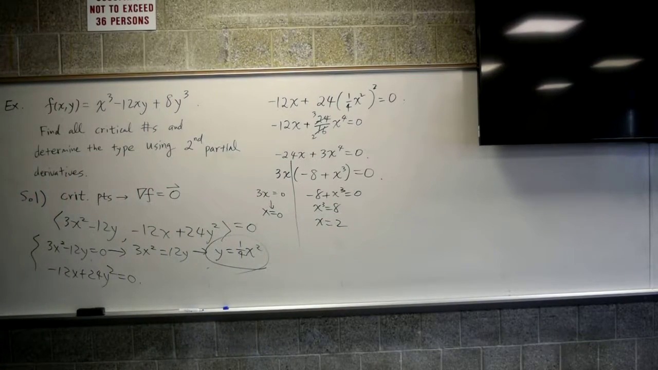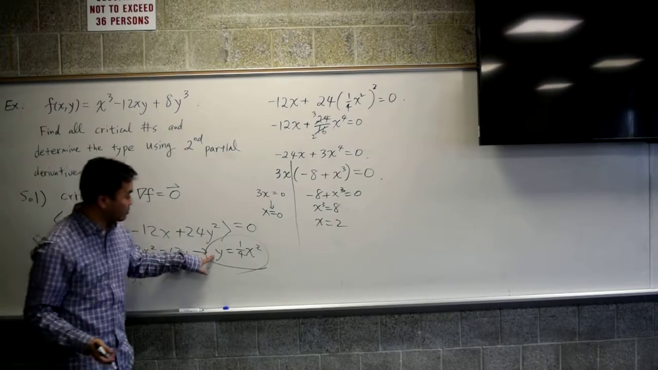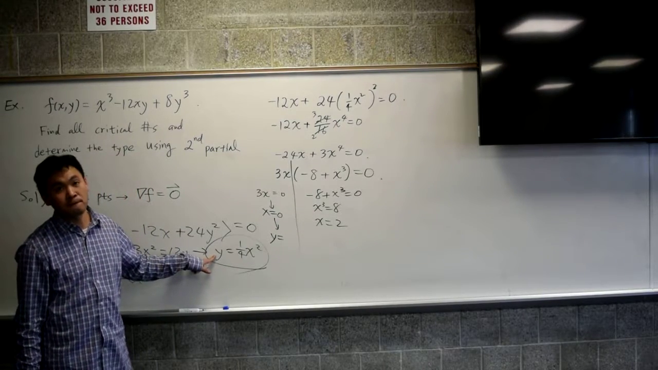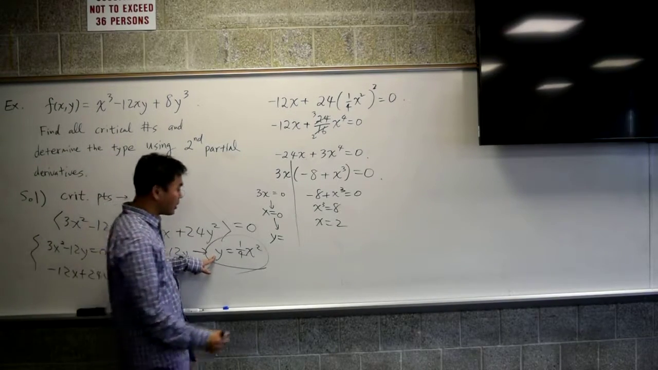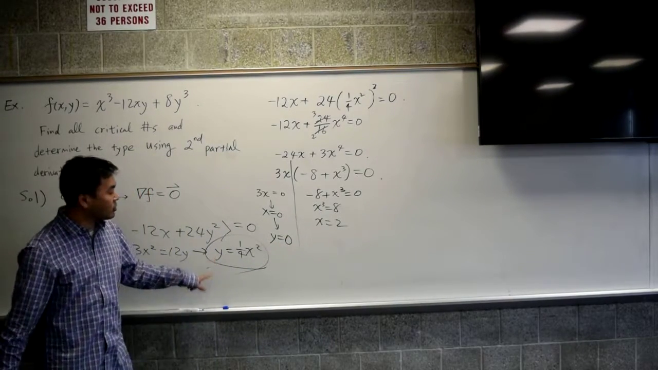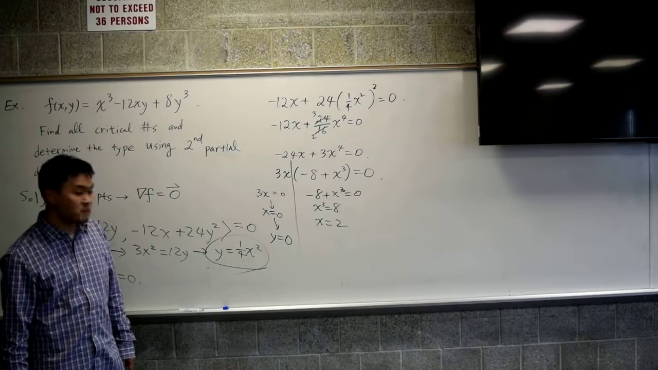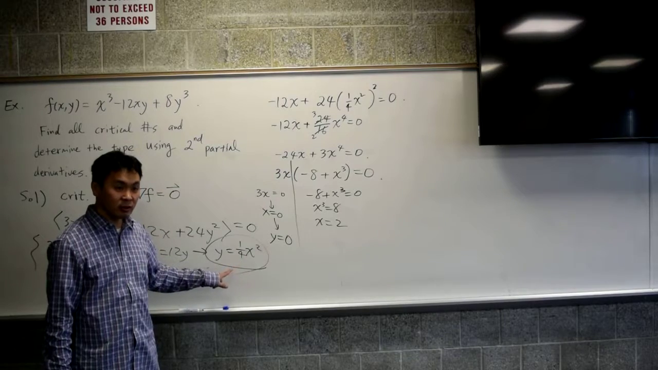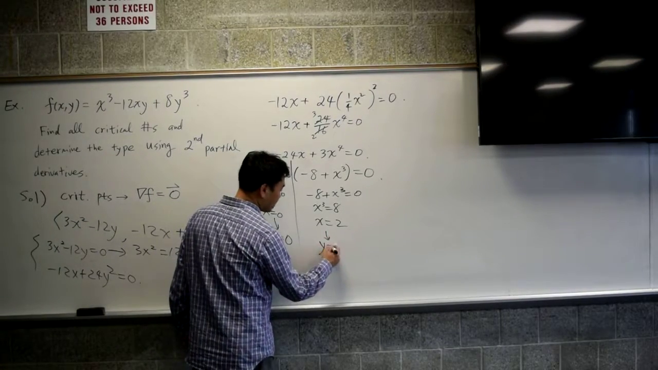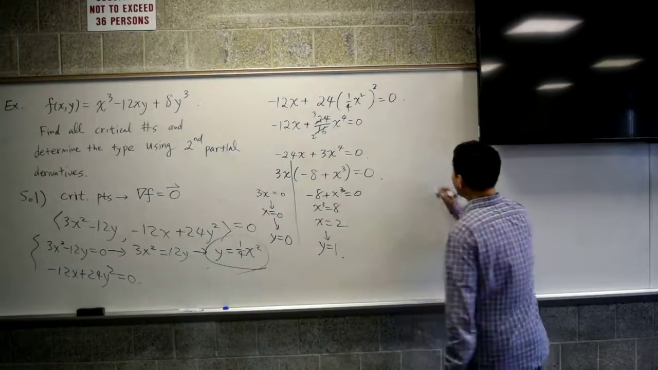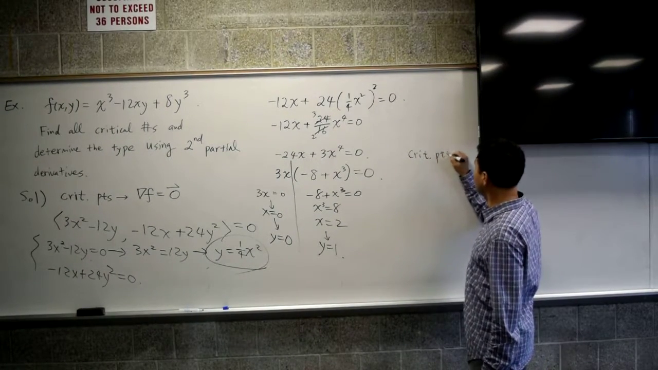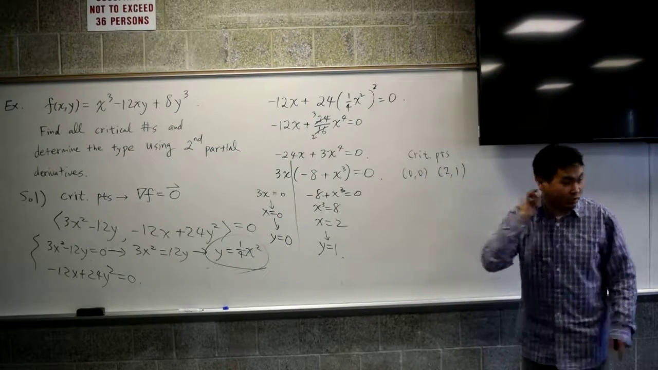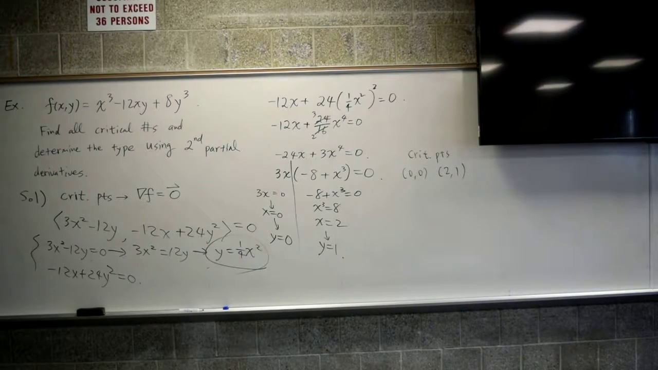But that's not all. For each case, we have to go back and figure out what y is. So when x is 0, what do you get for y? 0, right? Y is 0. For x equal to 2, what do you get for y? 2 squared is 4. 4 times 1/4 is 1. So you get y equal to 1. Therefore, what are the critical points? (0, 0) and (2, 1), in x, y. So those are the two critical points.